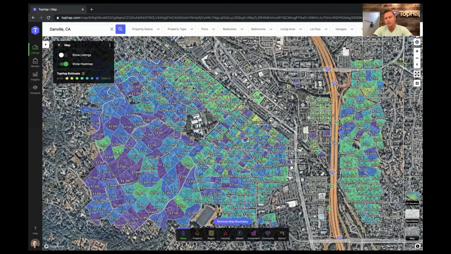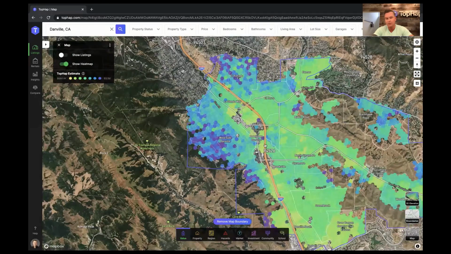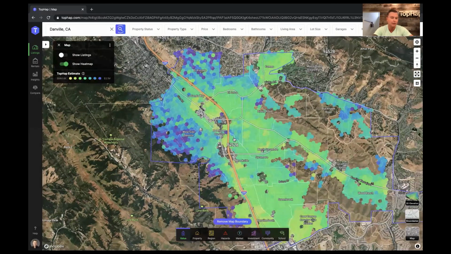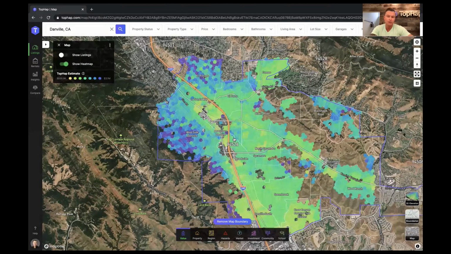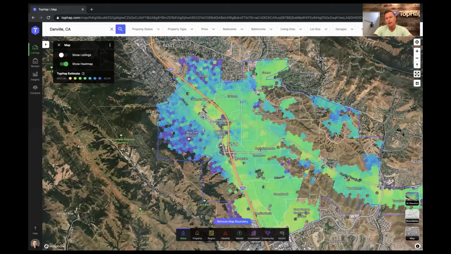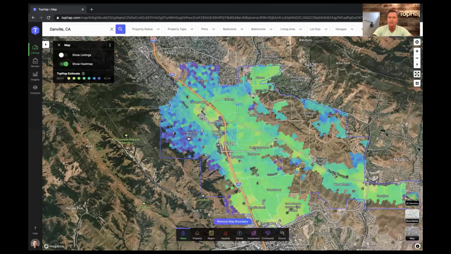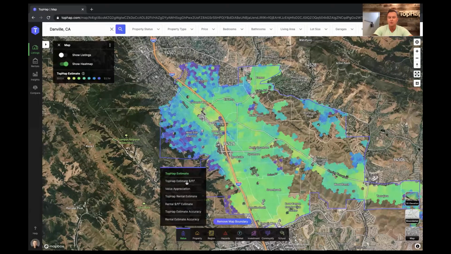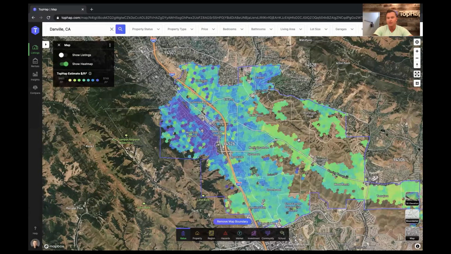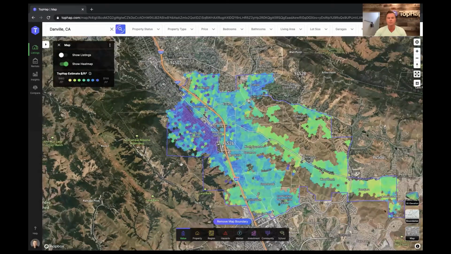So now that we understand where the more expensive regions are within the city of Danville, if you have a client moving in here and they want to buy a more expensive property, you know where to start researching. This is right over here. But higher price points don't necessarily define a more expensive region, which price per square foot would show you. So I just turned on the layer for price per square foot, and look how different the map looks.